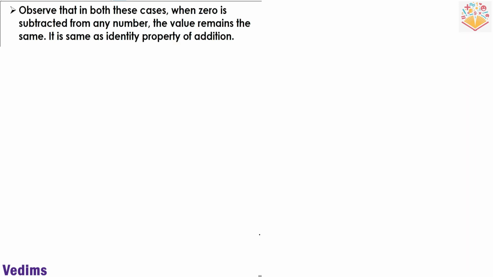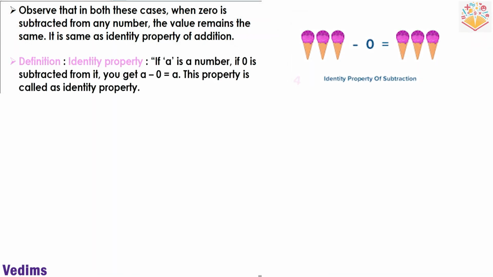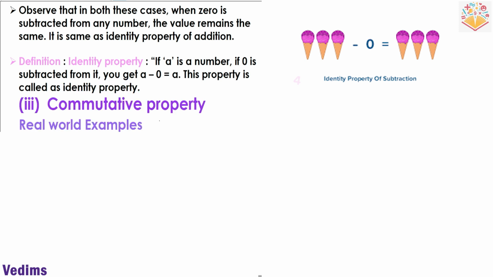Observe that in both these cases, when 0 is subtracted from any number, the value remains the same. It is same as identity property of addition. Let us define identity property of subtraction. If a is a number, if 0 is subtracted from it, you get a minus 0 is equal to a. This property is called identity property. Let us move on to the next property, third property, commutative property.